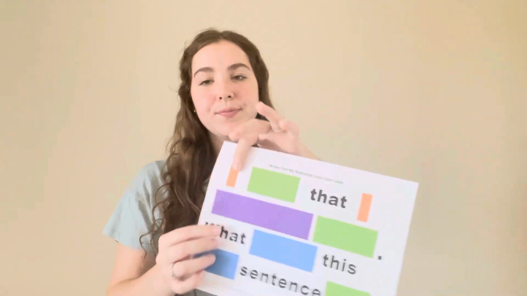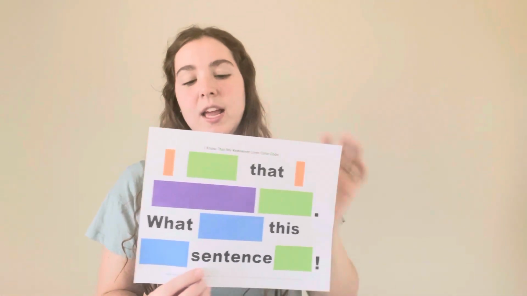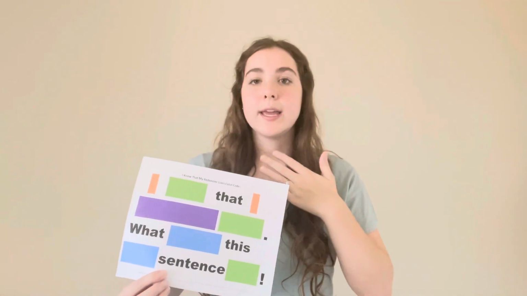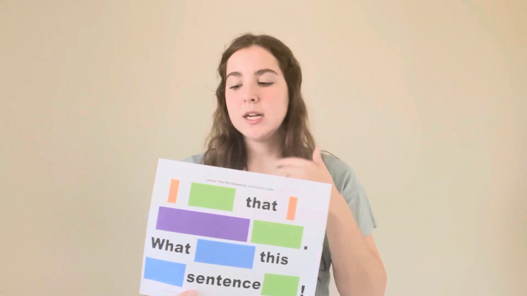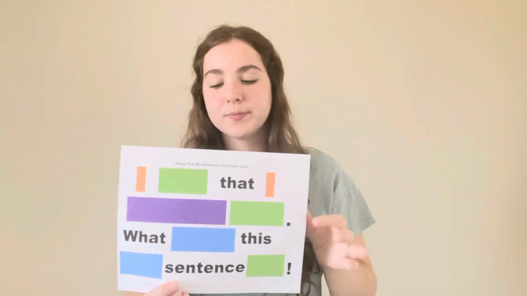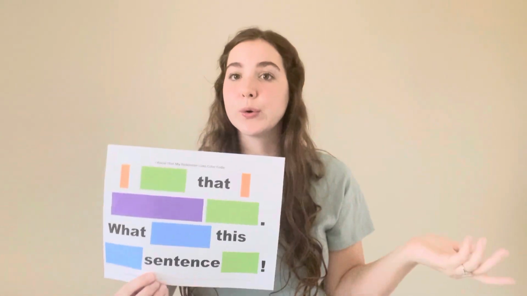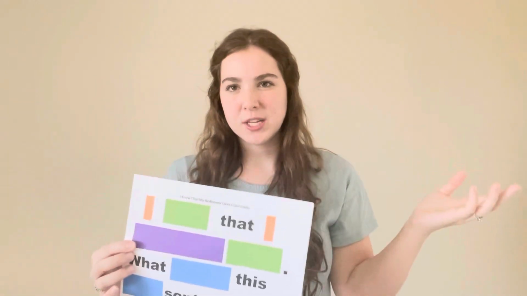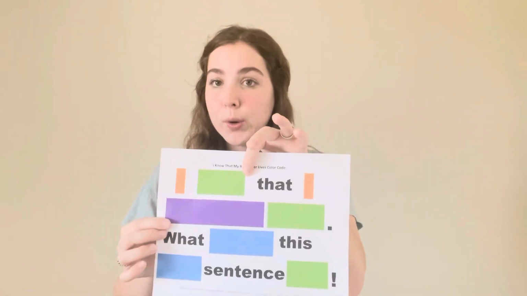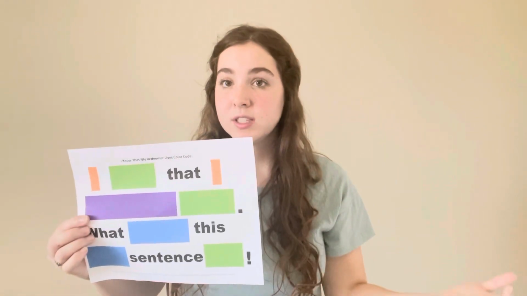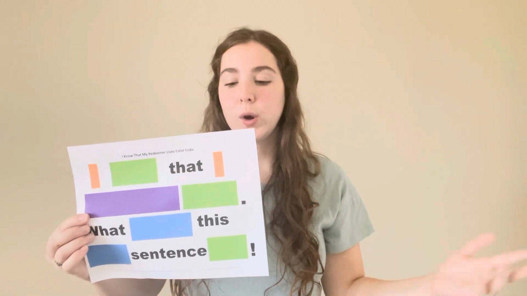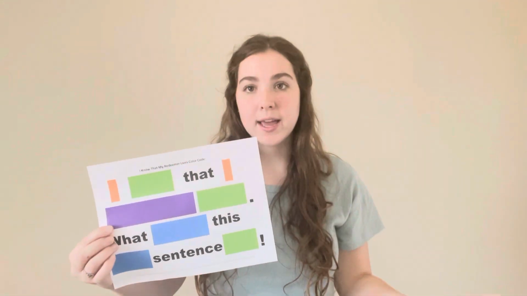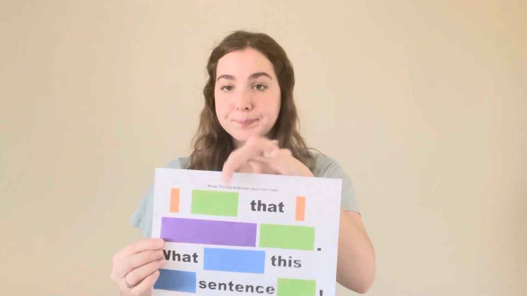So for example, this one says I. Any reference to yourself, like I, my, or me, is going to be in orange. And then we have green. Green is for any action words, so any verbs that you have. So know, lives, gives, bless, words like that are going to be in green.